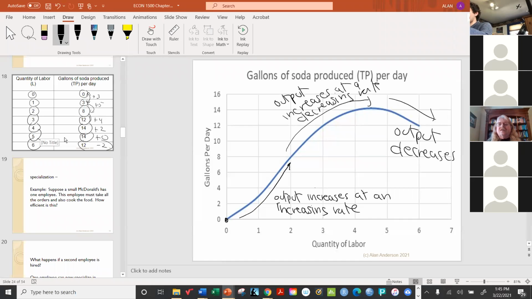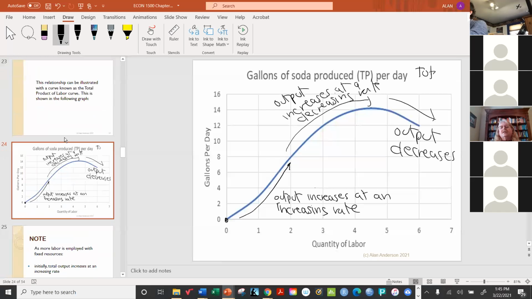So this whole curve is known as the total product curve. TP stands for total product.